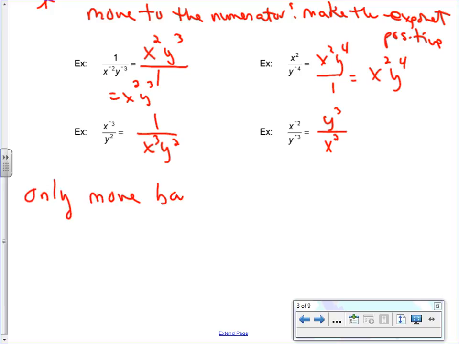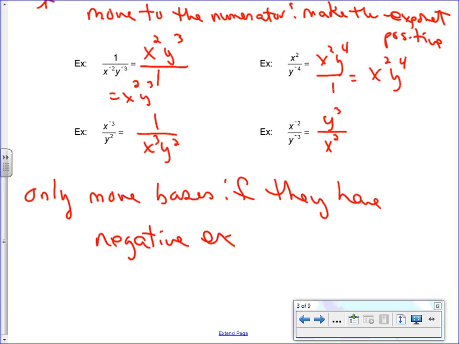You move bases if they have negative exponents. Only move the bases if they have negative exponents.